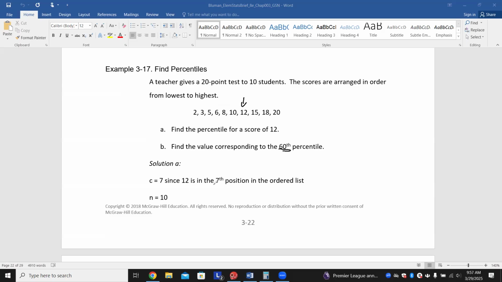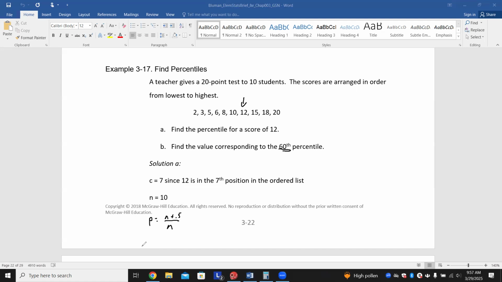Since 12 is in the 7th position in the ordered list, if we hit that number, we're going to count it as one of the numbers to find the percentile. There are 8, 9, 10. There's 10 numbers in total, so n would be 10.